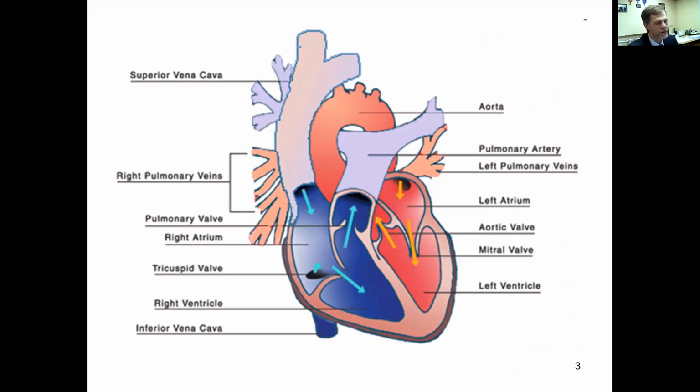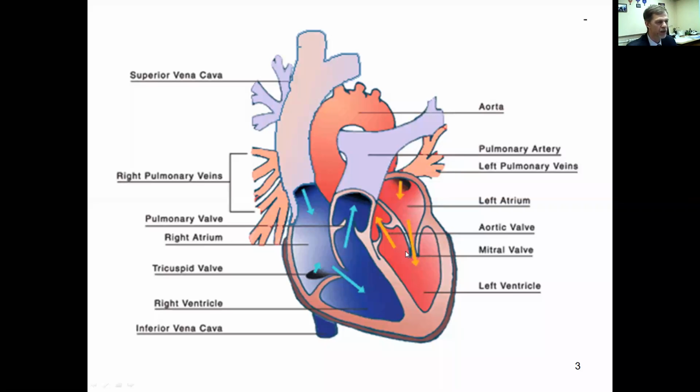Actually, to understand which sounds appear in the heart and why, you should understand how the heart works. If you have in your mind the picture of the working heart, you will easily answer all questions about auscultation. So again, let's remember anatomy and physiology. The heart is a pump.